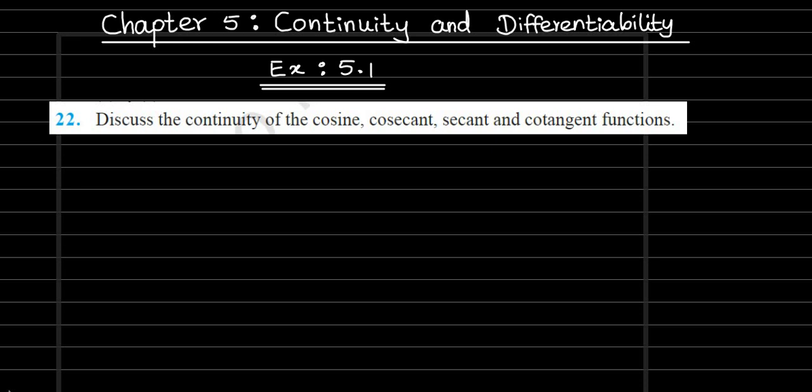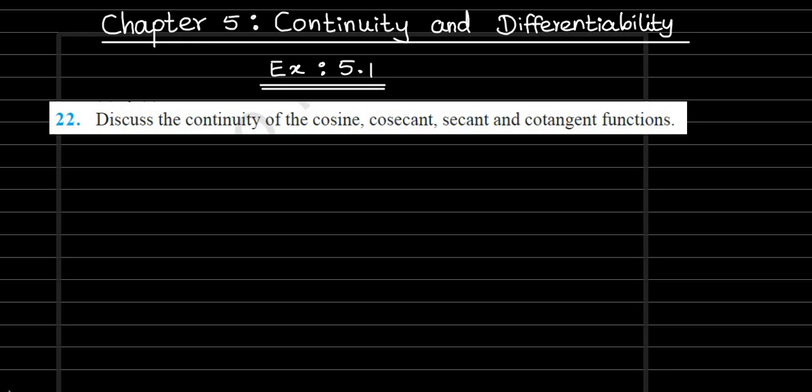Now with the help of the algebraic properties of continuous functions, what are they? Sum of two continuous functions is continuous. The difference of two continuous functions is continuous, the product of two continuous functions is continuous, and the quotient of two continuous functions is continuous. So once we prove that sine and cosine are continuous, then from that we can say the other four trigonometric functions are continuous. Okay, so cosecant is the inverse of sine, right?